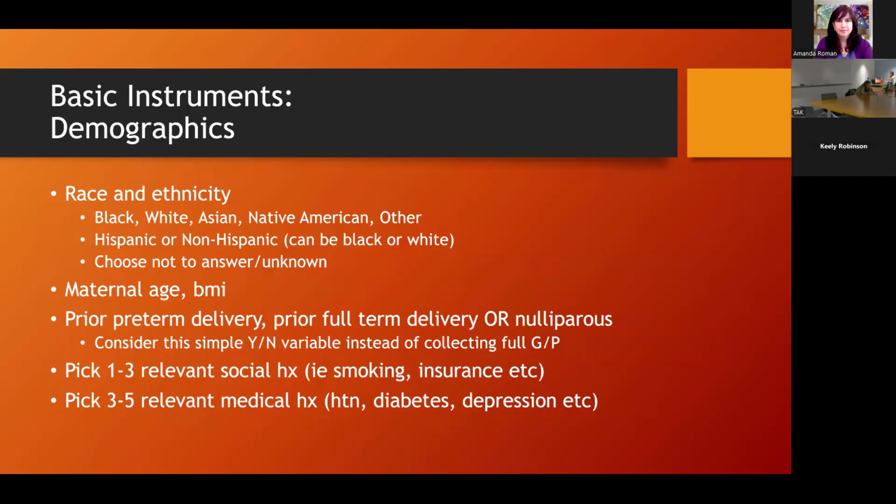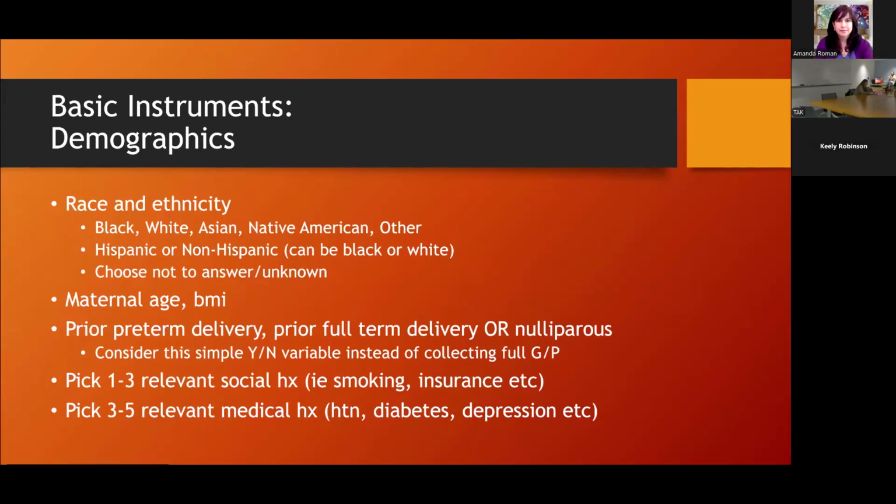These are things to include, if you're thinking about how much detail you need for demographics. You always need to include race and ethnicity, age, BMI. Those are basic demographic variables that everyone will be asking for. Parity is a pretty common one for any pregnancy-related study. In general, I think the basics of obstetric history to complete, even if it's just yes or no, is whether someone's had a prior preterm delivery, a prior full-term delivery, or if they're nulliparous. And if you don't want to collect the full G's and P's, you can just do a yes or no for that. I would pick 1 to 3 relevant social history items. You know, there's like 20 different things you could collect on social history.